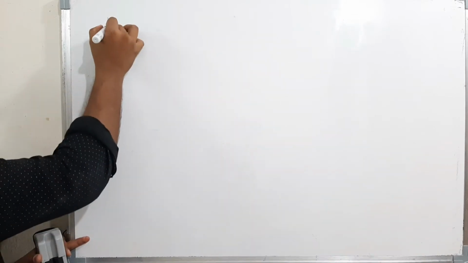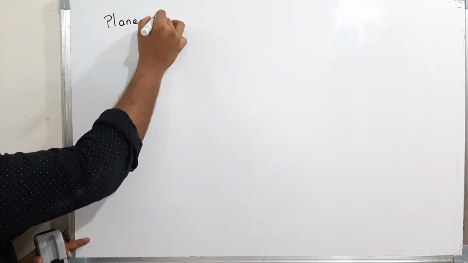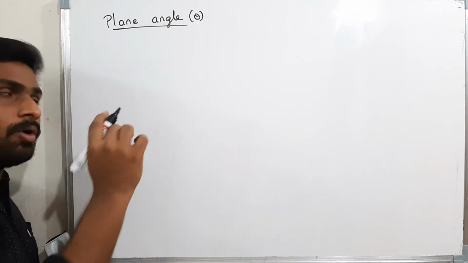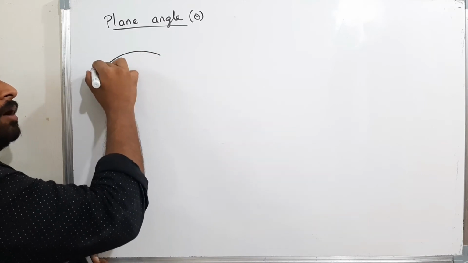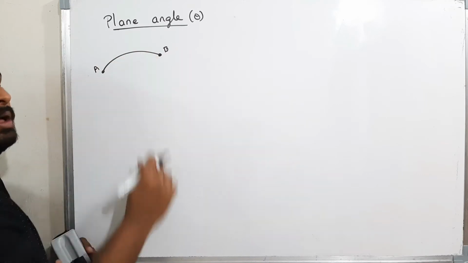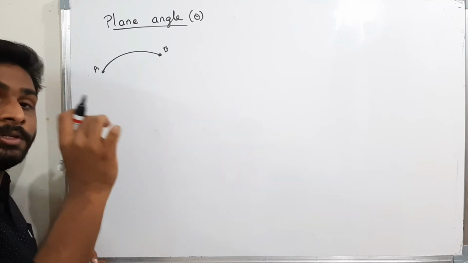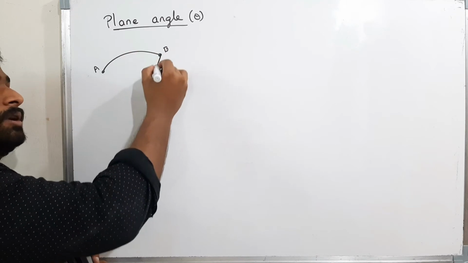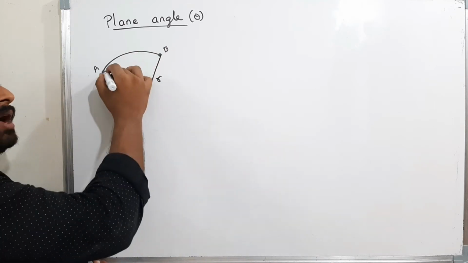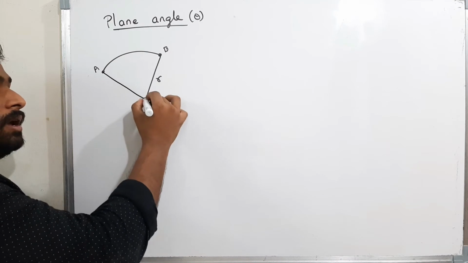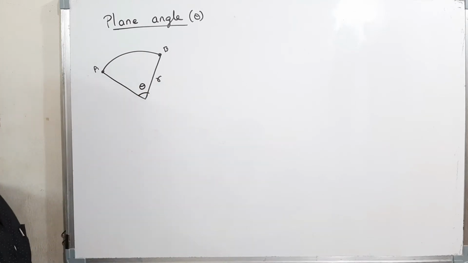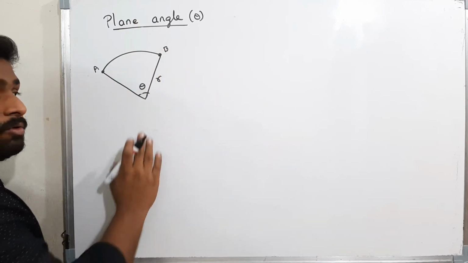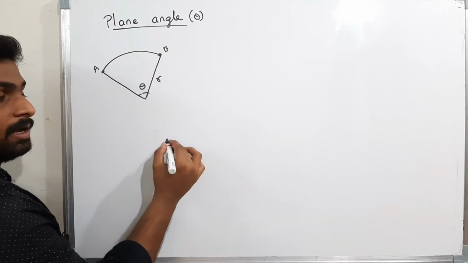Okay, now we'll see plane angle. Now I'm assuming a small arc of arc length AB, and if I want to draw an arc, there must be some particular radius. I'm assuming the radius as r, and this arc is subtending some angle theta at the center. Therefore, this angle is nothing but the plane angle. Only in a simple one plane, the angle is counted as in a plane.